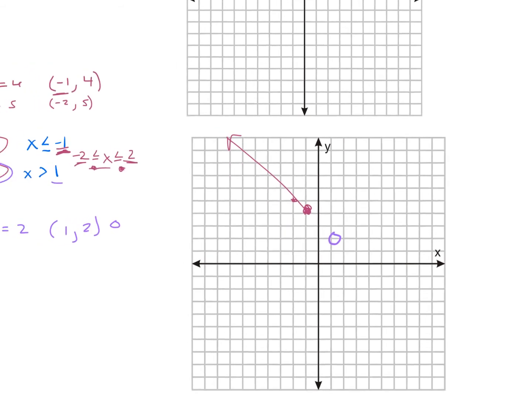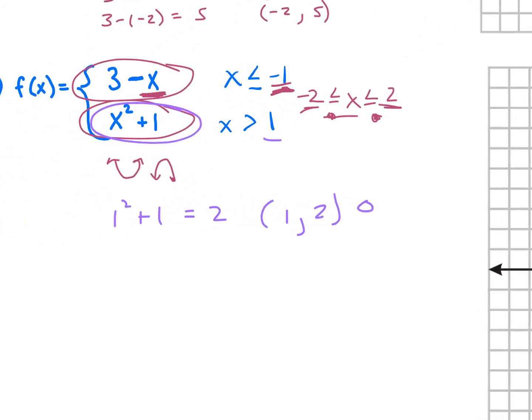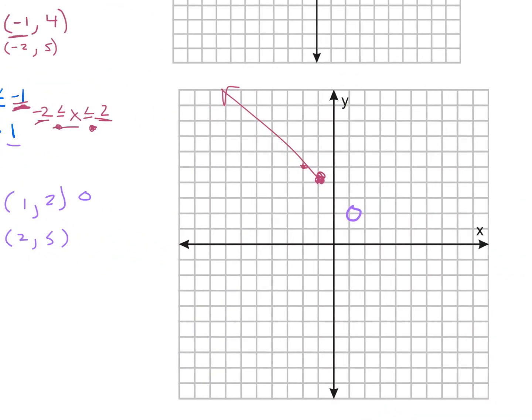What else should I plug in? 2. I can plug in 2. So 2 squared plus 1 would be 5. So I plugged in 2 and got 5. So I go to the right 2, up 5. Wait, what? 1, 2, oh, 3, 4, 5. There's my next point.